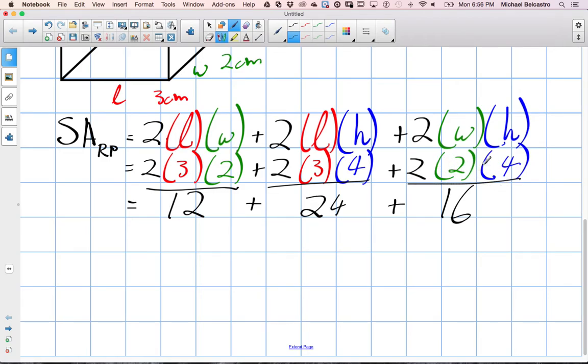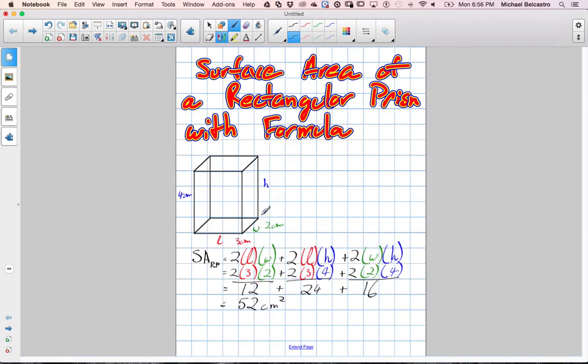So we got those 3, and now we just add them together. 24 and 16 is 40, plus 12 is 52. And remember, it has to be centimeters squared. So it's 52 centimeters squared. I don't know if you remember, but we did this question right before, and that's exactly what you got.